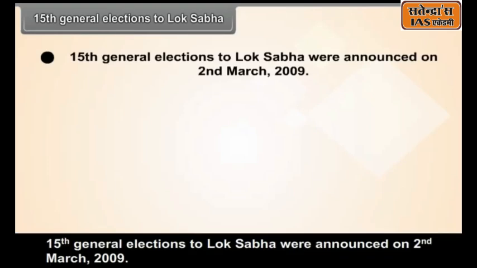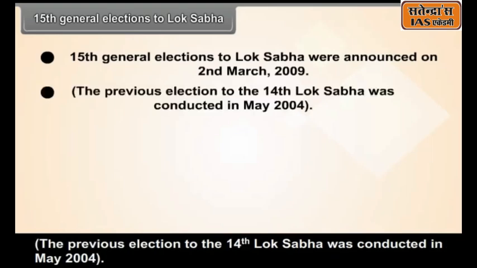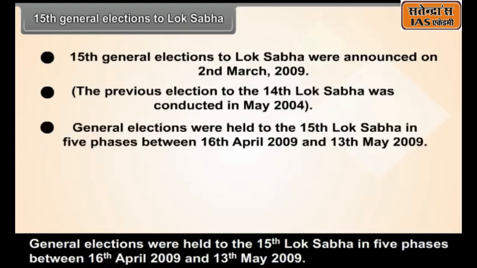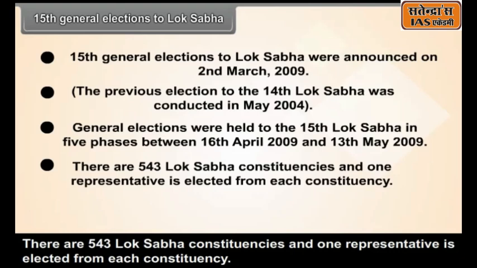15th general elections to Lok Sabha were announced on 2nd of March 2009. The previous election to the 14th Lok Sabha was conducted in May 2004. General elections were held to the 15th Lok Sabha in 5 phases between 16th April 2009 and 13th May 2009. There are 543 Lok Sabha constituencies and 1 representative is elected from each constituency.